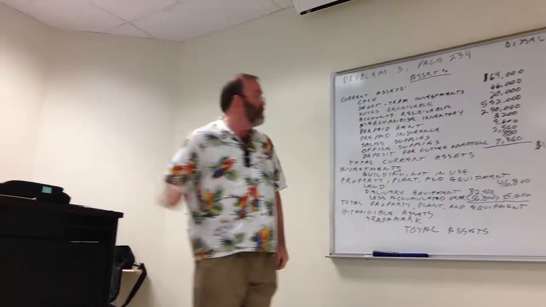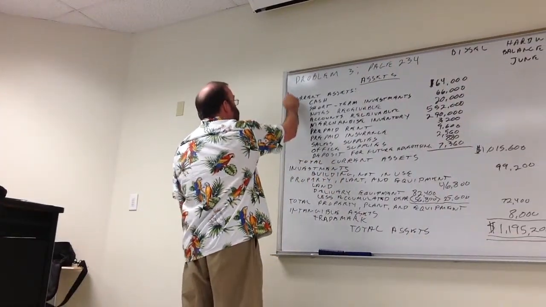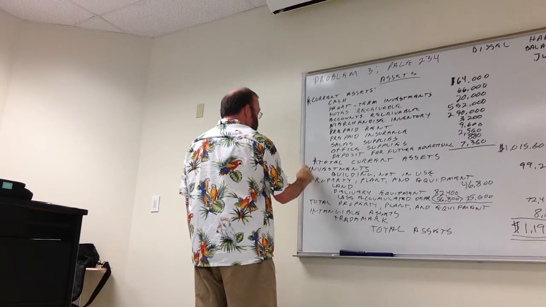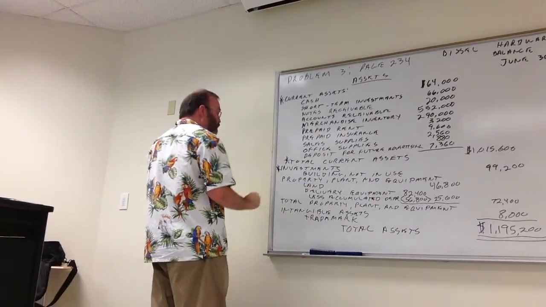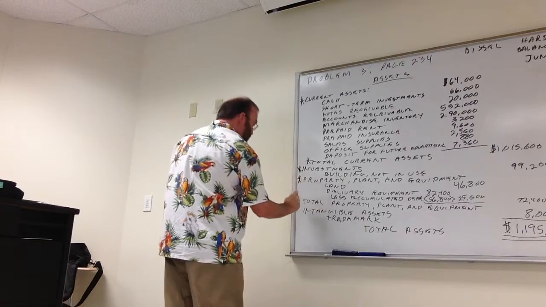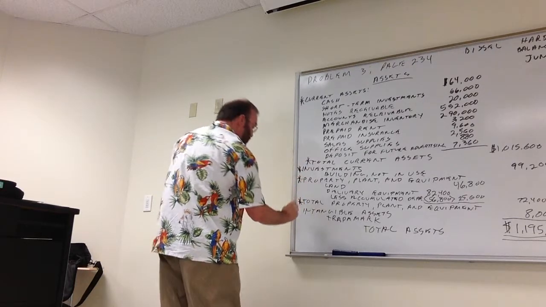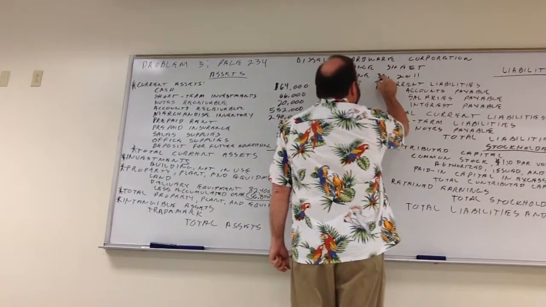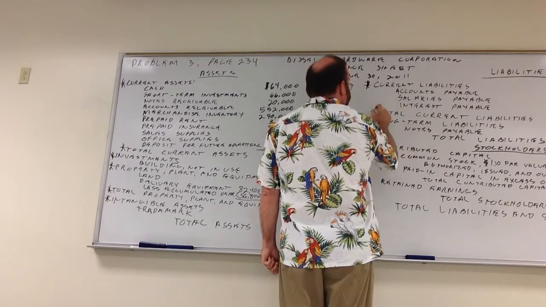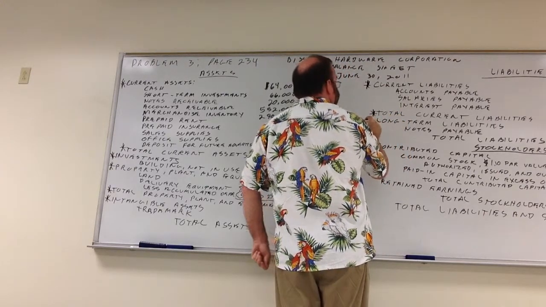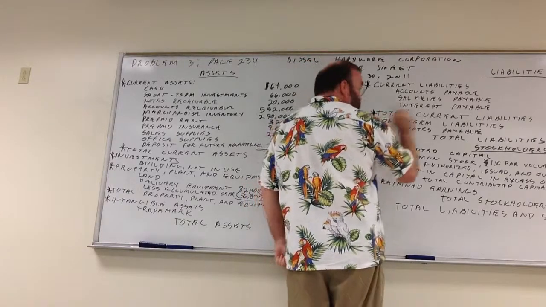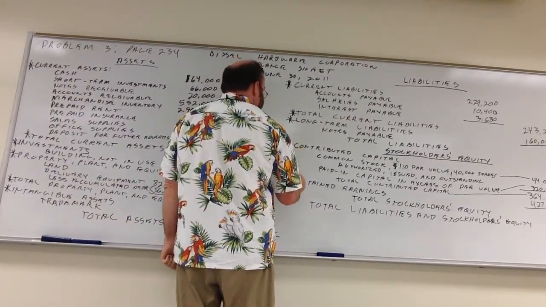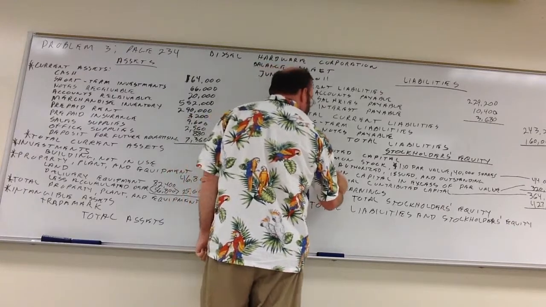Yeah. So we have current assets and its total. We have investments, which didn't need a total because it was just one. We have property, plant, and equipment and its total. Intangible assets. And then current liabilities, its total. And then long-term liabilities. Once again, only one account, so it didn't need another total. And then contributed capital and retained earnings. And then we have a total for contributed capital.